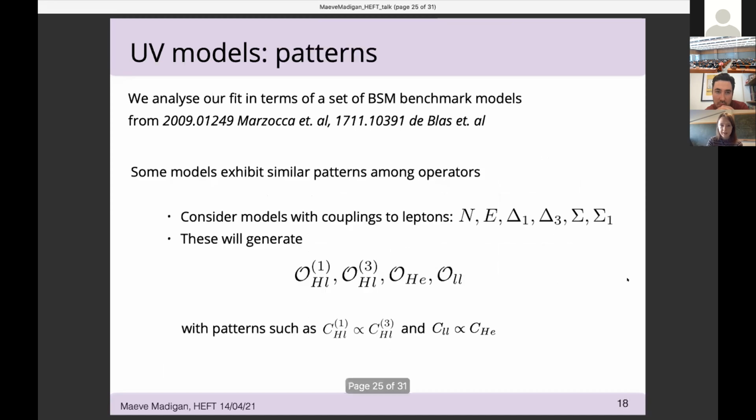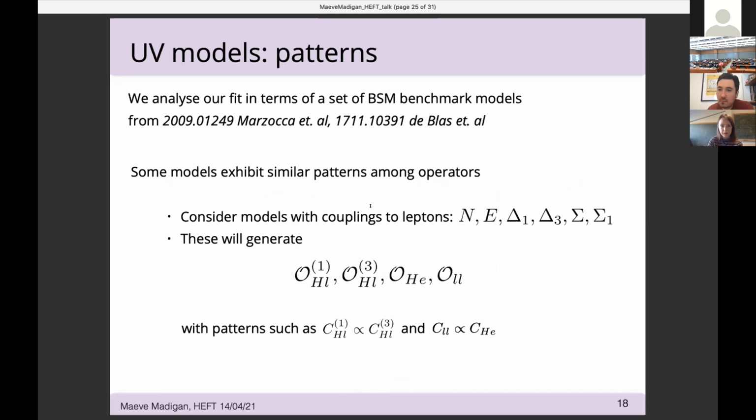As well as analyzing those and placing constraints on their couplings individually within the paper, we also look at the patterns that emerge when we integrate out these models. What's common among the models is that when we integrate them out, they generally generate similar sets of operators.